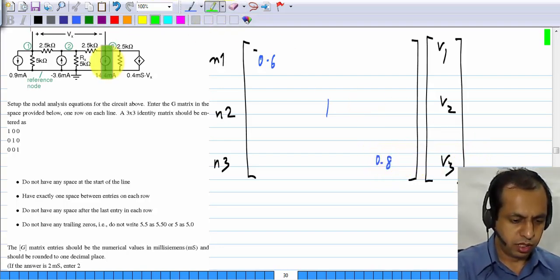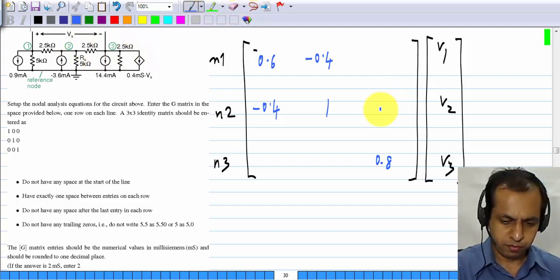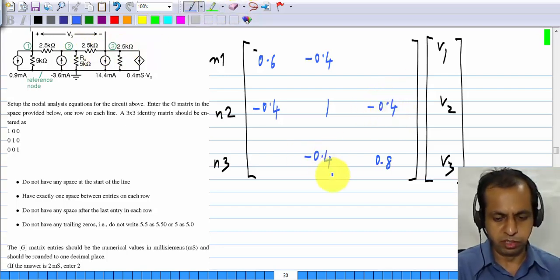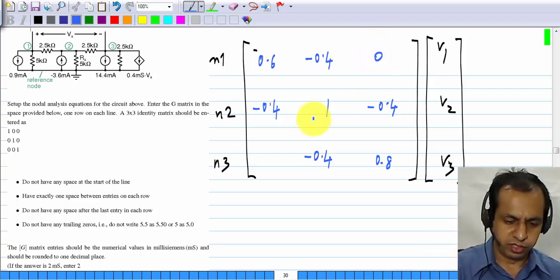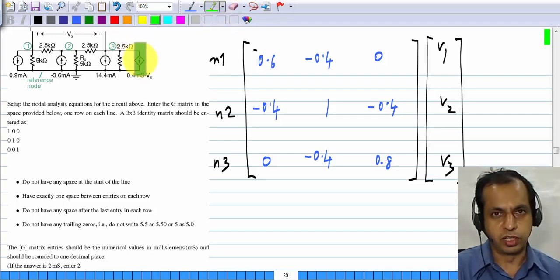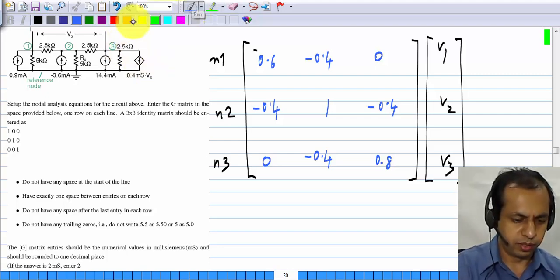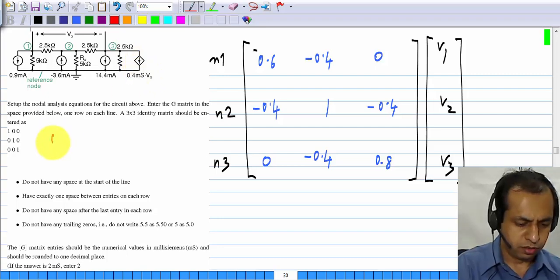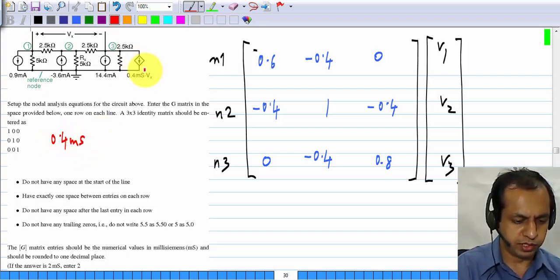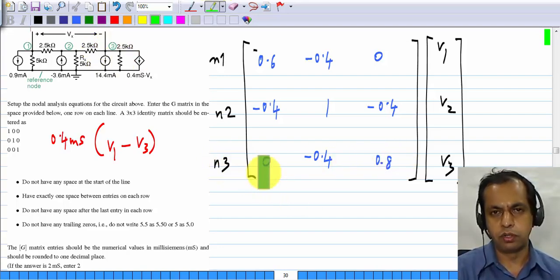0.8. And between nodes 1 and 2 we have 0.4 millisiemens, and between 2 and 3 we have 0.4 millisiemens. And between 1 and 3 we have nothing, so that is 0. Now we also have this current source here. If you look at the current flowing out of node 3, that will be 0.4 millisiemens times Vx, which is V1 minus V3. So this will add to the equation for node 3.